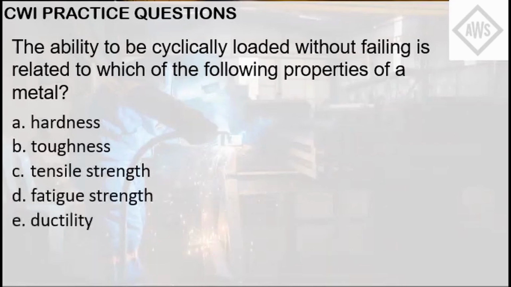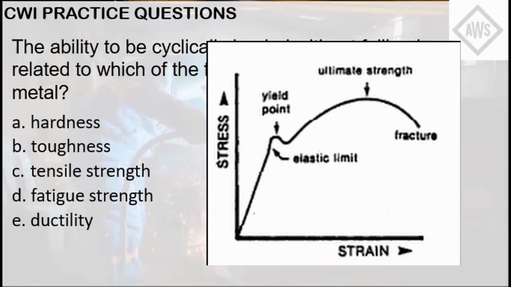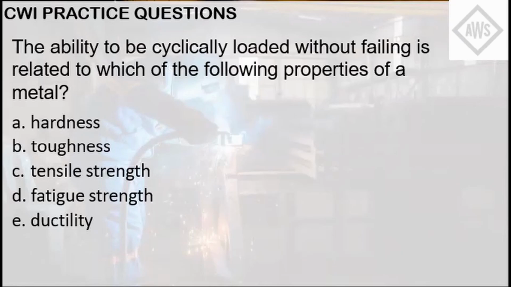Letter E, ductility. Hardness is the resistance of a material against deformation. Toughness is the ability of the material to absorb energy without fracture and can be measured through impact testing. Tensile strength is the maximum load a material can withstand before fracture. This is before the end of the stress strain curve as seen. Ductility is synonymous to toughness. It is the ability of a material to deform plastically in tension or shear without fracture.